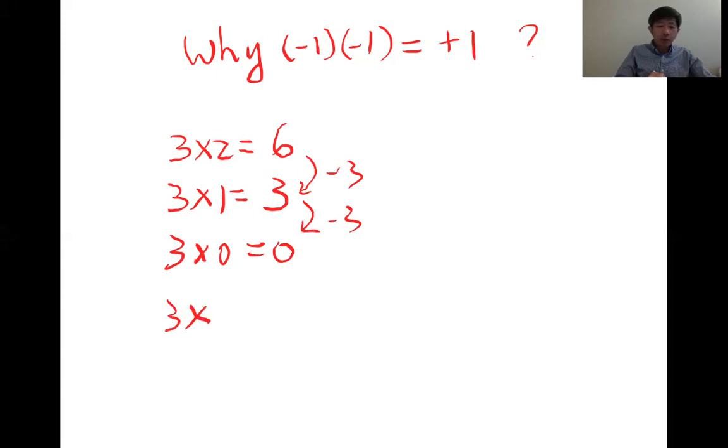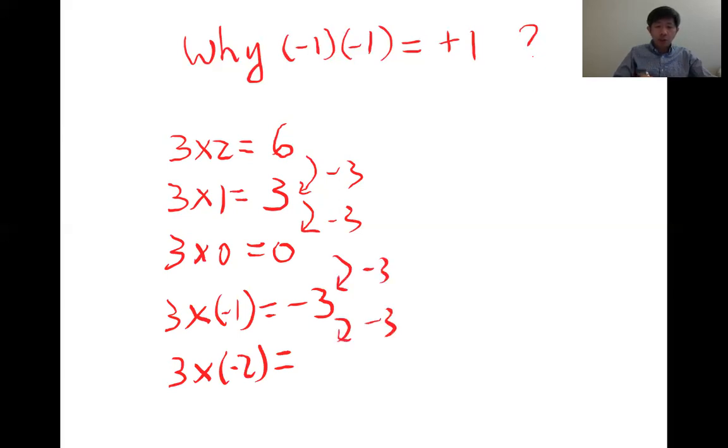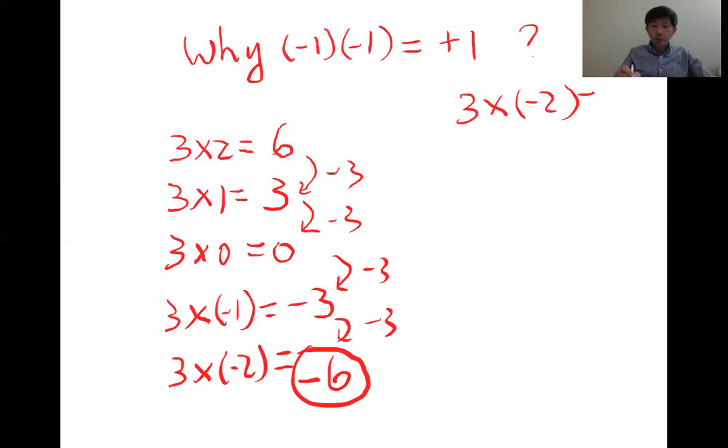So what about the next one? If I take 3 times negative 1, what will be the answer? Negative 3, right? Now what about 3 times negative 2? We decrease by 3 again, so this one has to be negative 6, all right? So that's the pattern. Did you see the pattern? So students know 3 times negative 2 equals negative 6.